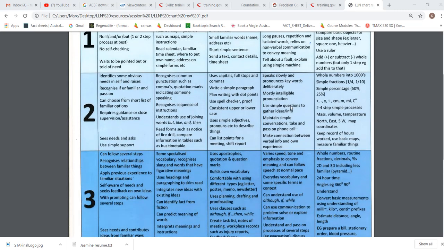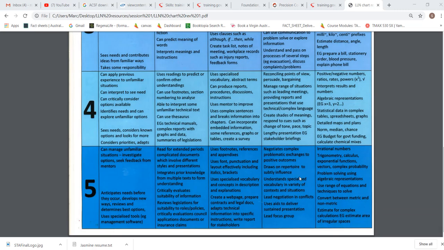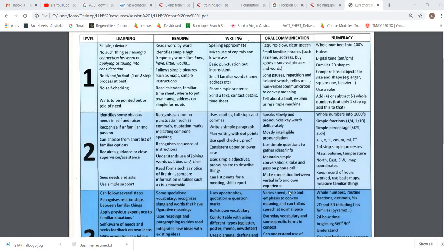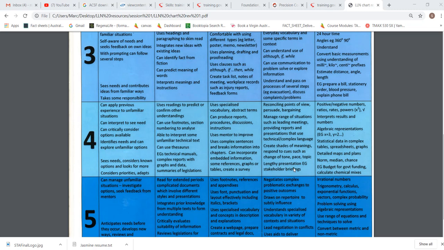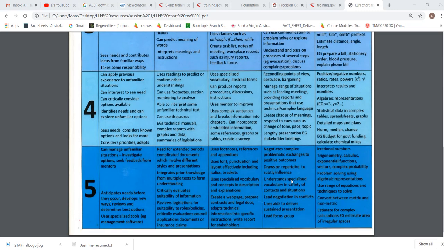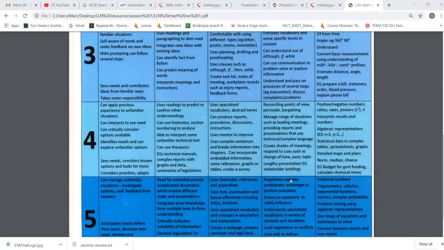Now, as you scroll down, you can see that level 5, they negotiate complex problematic exchanges, they draw on a repertoire to subtly influence, they use AV aids to deliver sustained presentations, lead focus groups. Reading through this, I'm probably going to say that I would be around a 4 for oral communication. I wouldn't say a 5 because I'm not necessarily that great a negotiator. So hopefully you're starting to see how I'm putting context to these things.